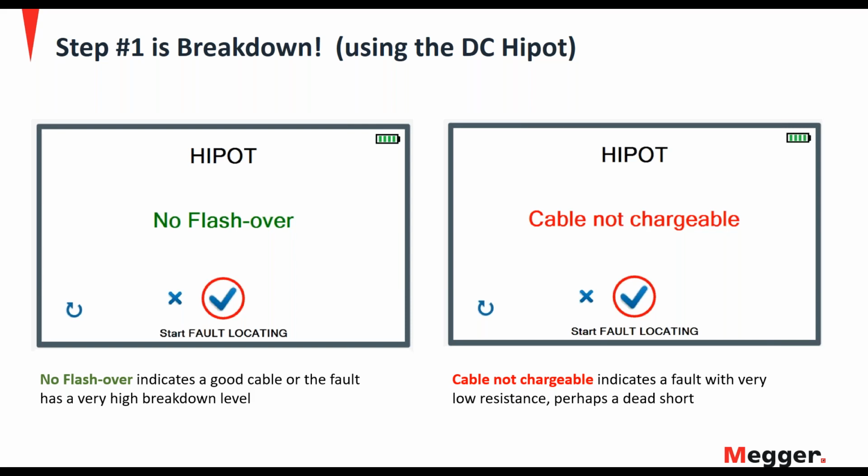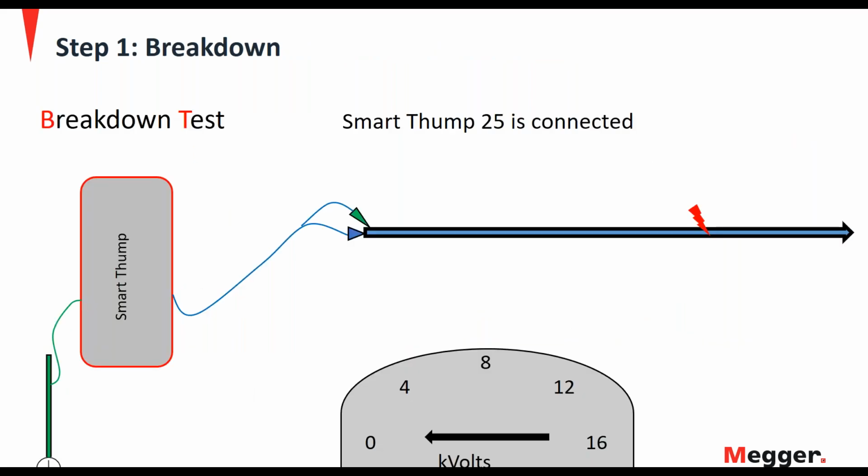So the Smart Thump 25 can give you additional messages. This webinar is just going to go through the basic process of a 1, 2, 3 type sequence. Now, before we move on, let's circle back and look just a little closer at the breakdown test itself.